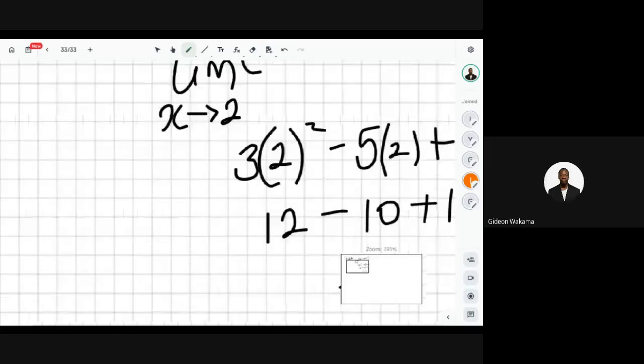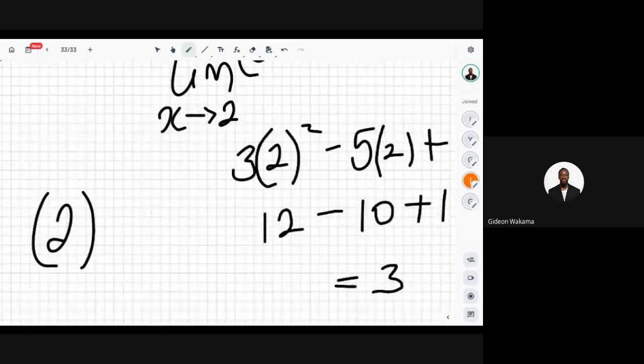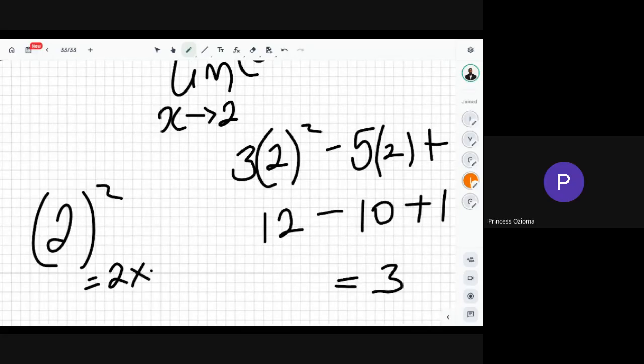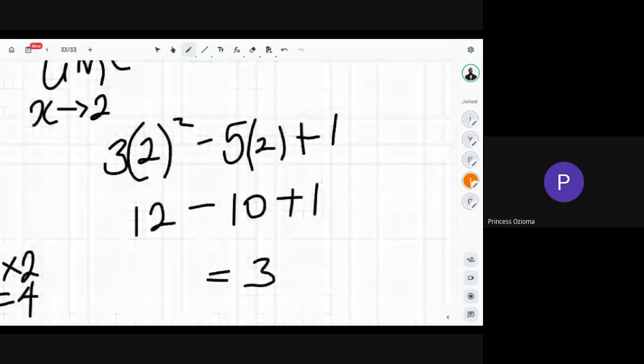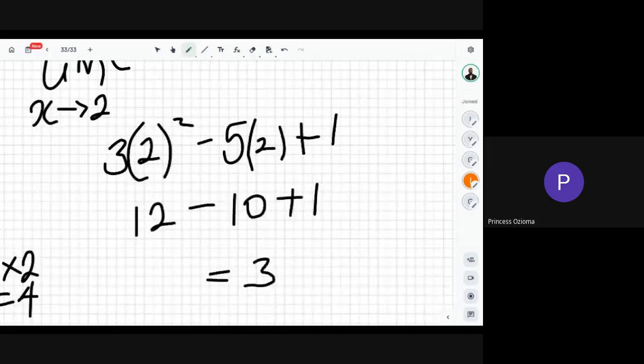Okay, so 2 square means 2 times 2, right? That is 4. I'm talking about this 12 minus 10 plus 1. 12 minus 10 is 2. 2 plus 1 is 3.